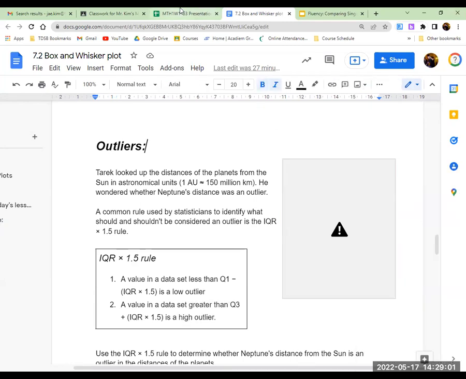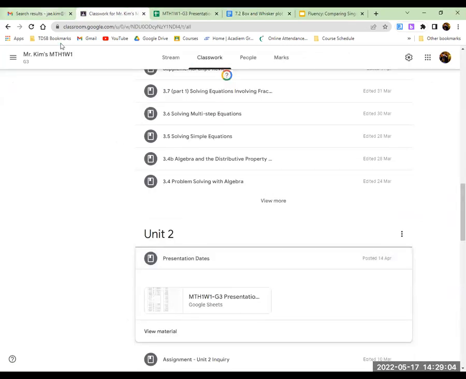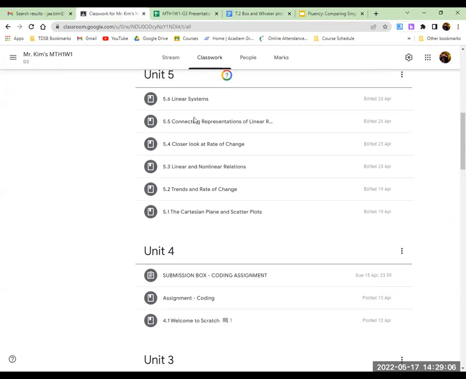Why is it not loading? That's not cool. Let's see if I can pull it out again.